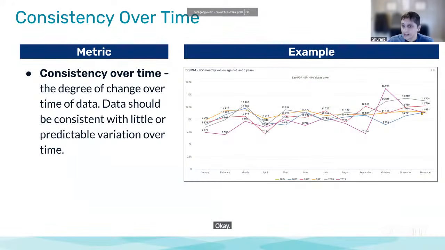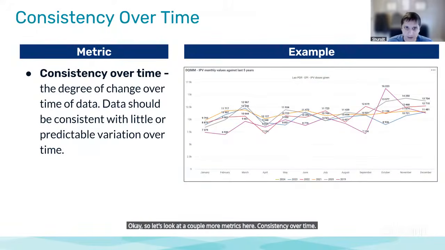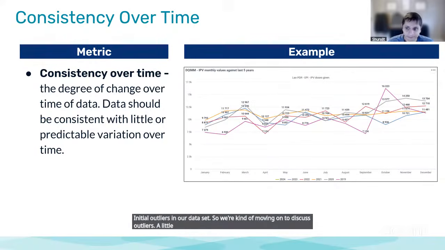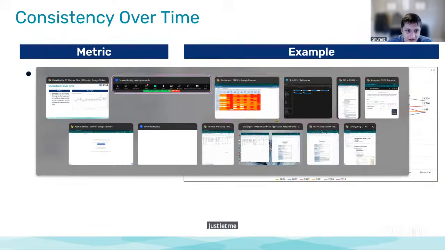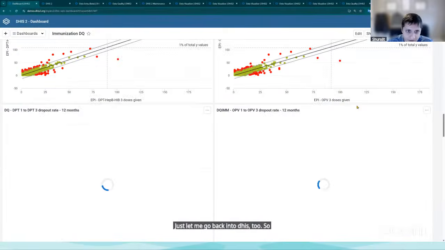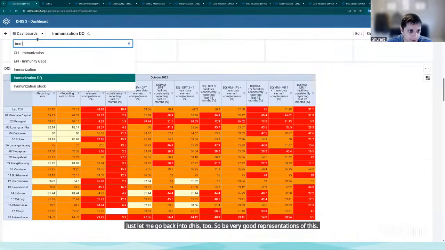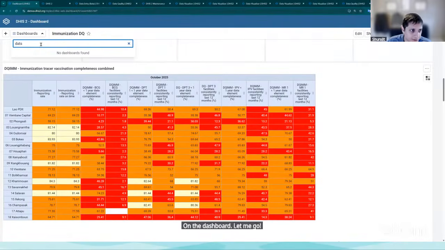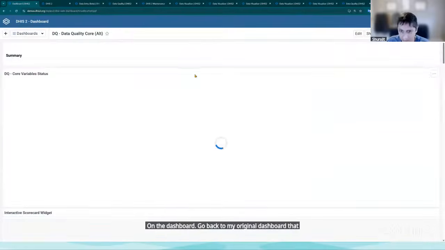Okay, so let's look at a couple more metrics here. Consistency over time is another way to look at data. And this one really helps us identify very obvious initial outliers in our data set. So we're moving on to discuss outliers a little bit more. And just let me go back into DHIS2. There are very good representations of this on the dashboard. I'll go back to my original dashboard that I was on.